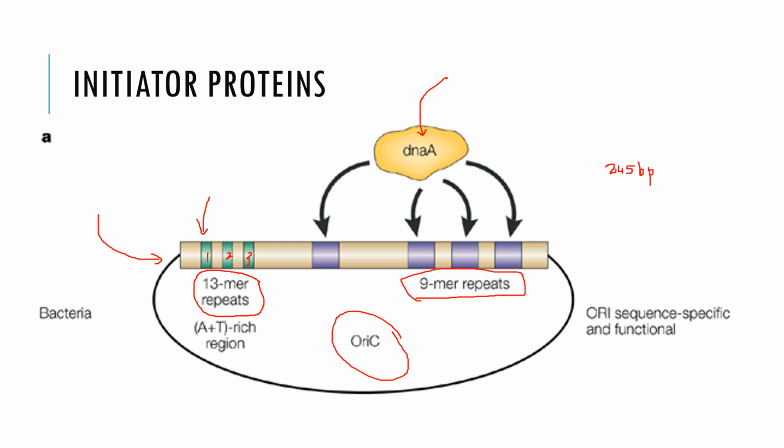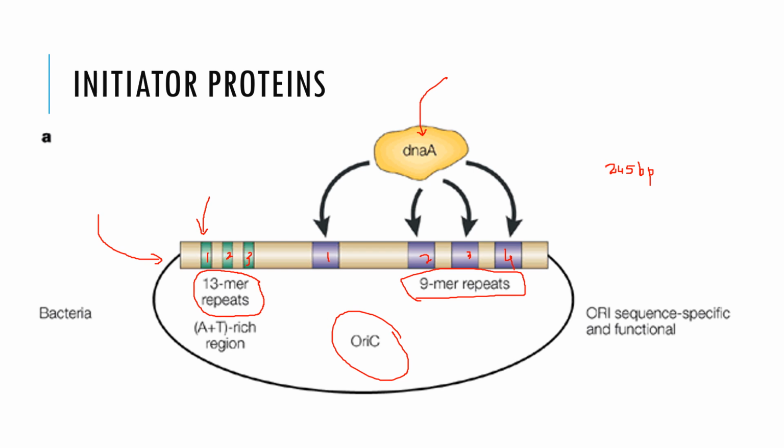There is one point that I need to tell you: in some books it is written that there are 5 9-mer repeats, but as this diagram shows, there are 4 9-mer repeats, and most books say 4. So we will follow that there are 3 13-mer repeats and 4 9-mer repeats. We are just talking about the origin of replication in bacteria. So this is the structure of the origin of replication in bacteria.